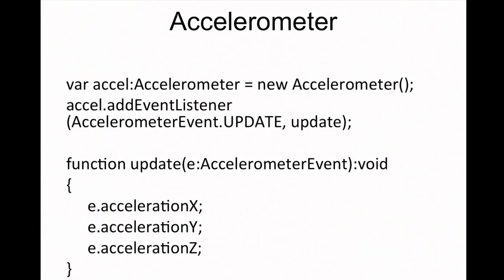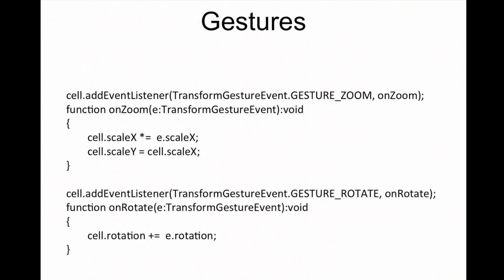But this is just simple stuff. Gestures. So I mentioned gestures earlier. So here is some movie clip called Cell. And it has an event listener listening for a transform gesture event, listening for the gesture zoom. So also a zoom gesture. So that's that pinch and zoom. And literally it just listens and says, hey, I'm getting a transform gesture event. And it will tell you the scale X and the scale Y.